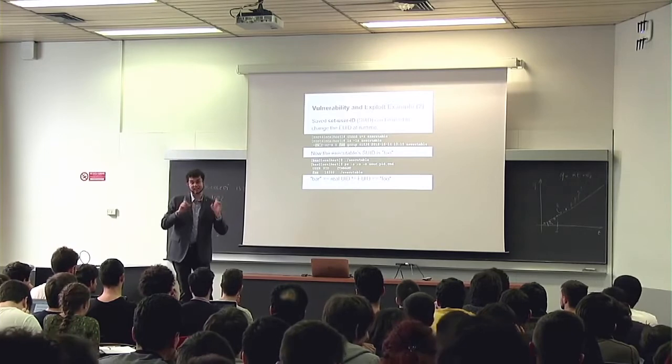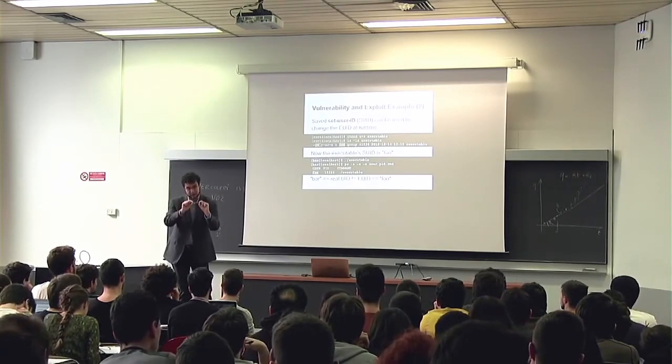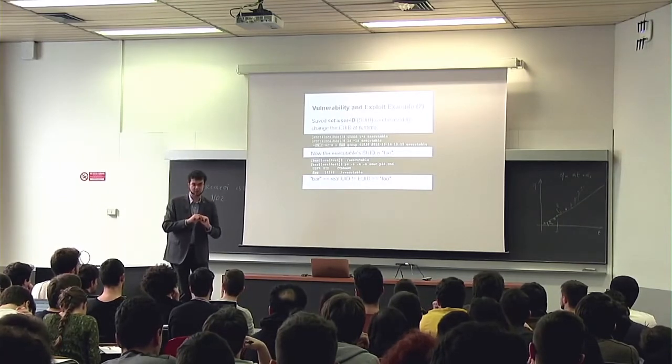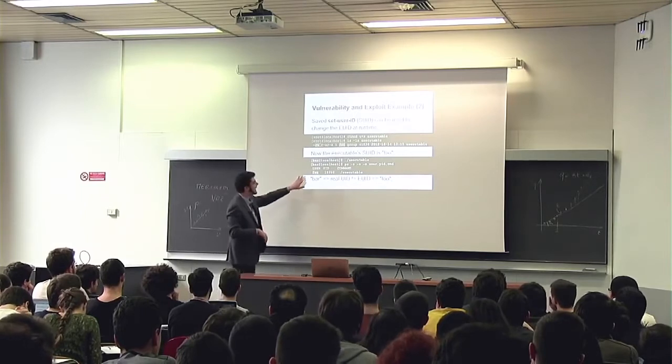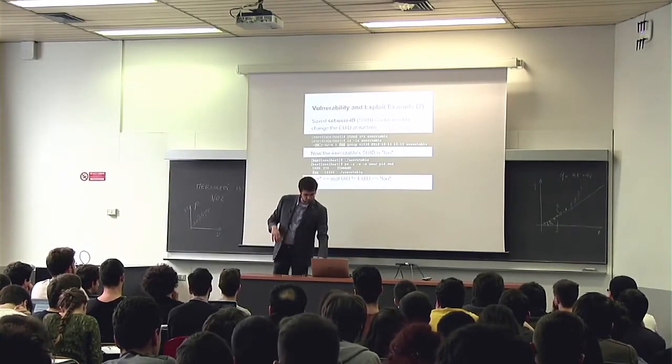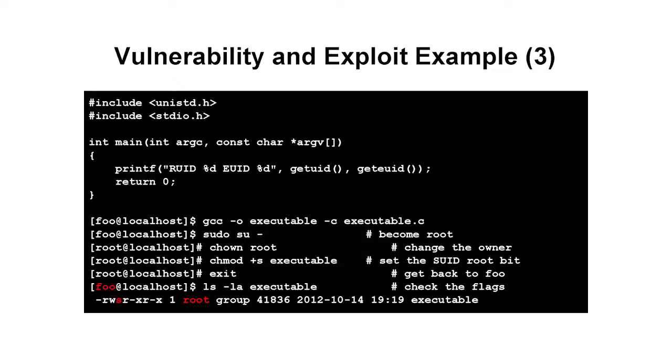This is not exactly what we wanted. We wanted the program to be able to do a specific thing with those higher privileges. But it's getting closer. How do we actually get to what we wanted to do? Let's look at a simple example code. This is a very simple piece of code that just prints out the real user ID and the effective user ID of a program.